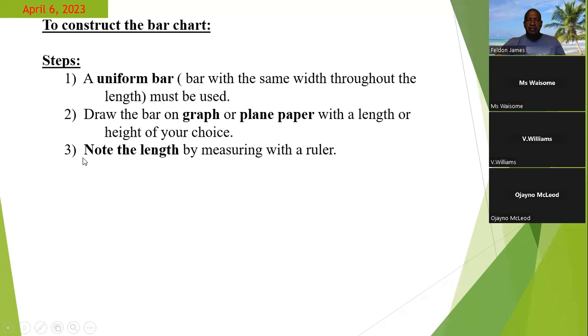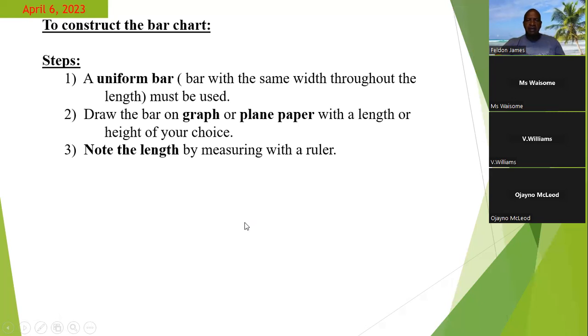Now, step 3, you know the length by measuring with the ruler. So the length here, if you're putting it vertically, would be the height. If you put it horizontally, then you would have that horizontal length. All right, so know the length. If you're drawing a bar, you must measure the length of the bar, and that length is what you're going to share up. So that length that you choose would represent the total data.